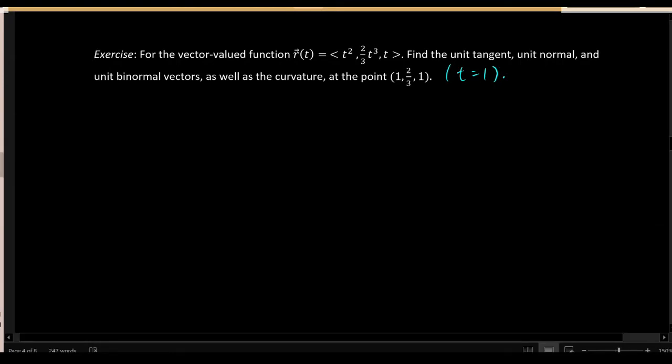So let's go ahead and find the curvature and the T and B vectors at this specific time. In pursuit of these quantities, we're going to need to fill in the blanks of the following. If we want to find the unit tangent vector, we need to find the velocity vector and divide it by the speed.